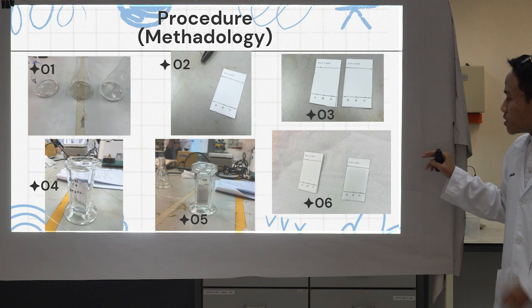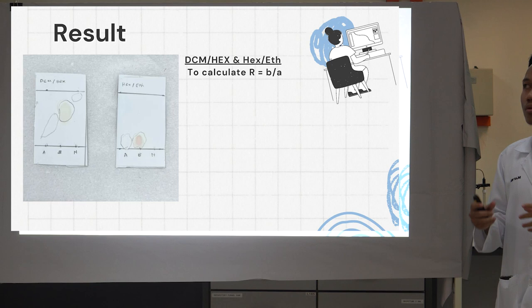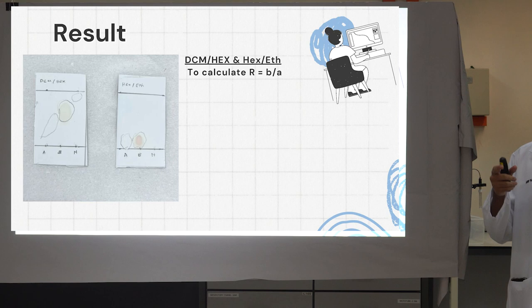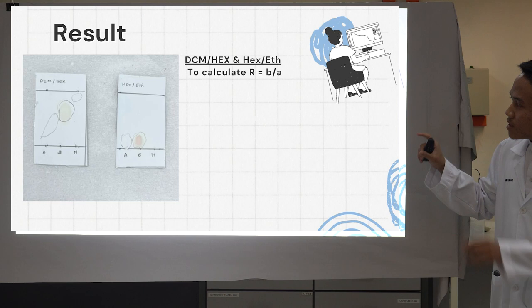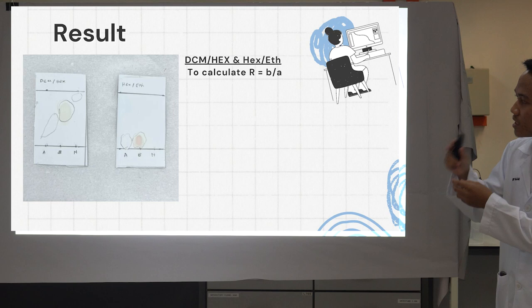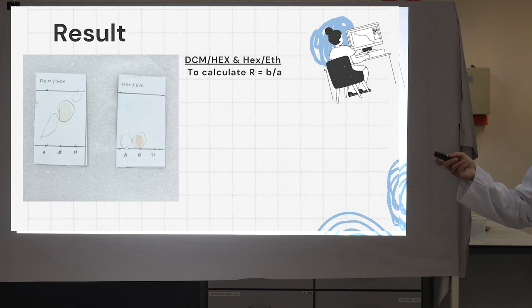Next, the result. We get the result after we put the silica gel into the dark room, where we shine UV light on the silica gel. Then we can see the marks of the acid, base, and neutral. As we can see, there are two silica gel plates, the first from the solvent DCM hexane, and the second with ethanol hexane.